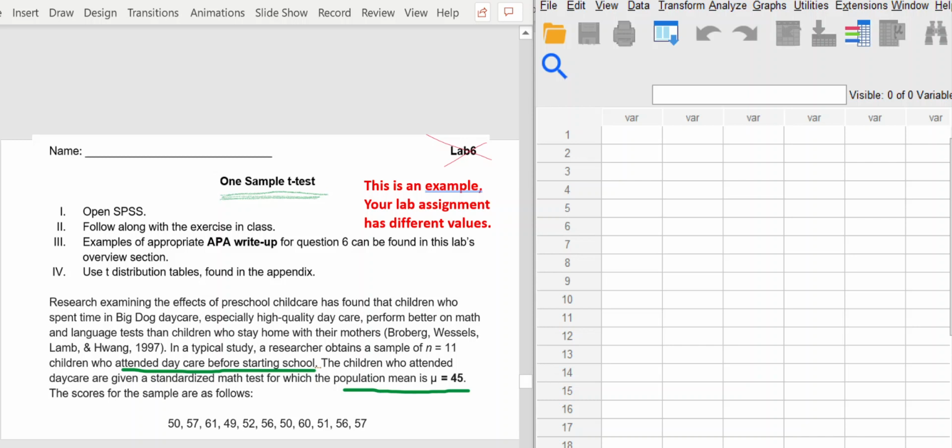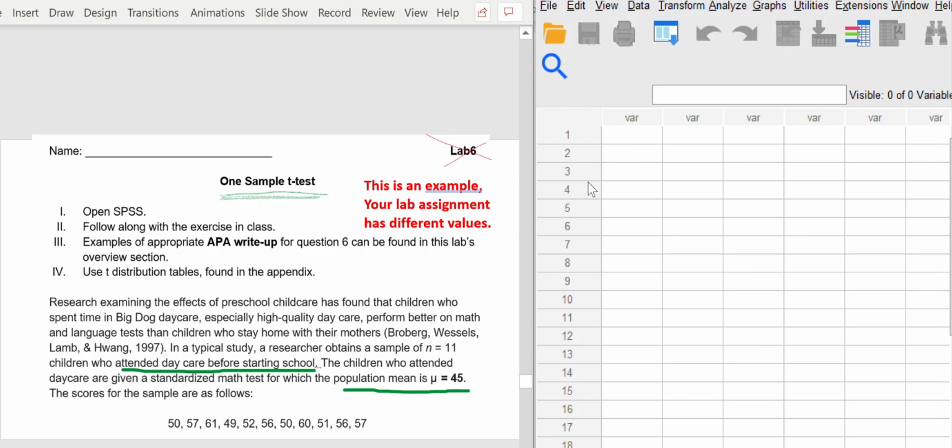The children who attended daycare are given a standardized math test for which the population mean is 45. The scores for the sample are as follows. So again, this is my data set, and so it doesn't accurately represent your homework. I've changed the numbers around, so please look at the homework assignment and do that. And this is just a slight change from your homework assignment.